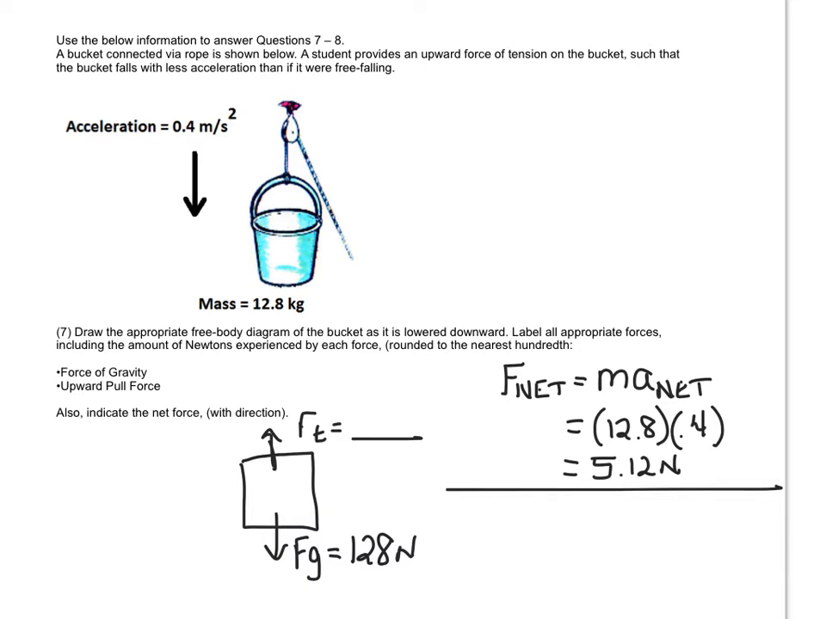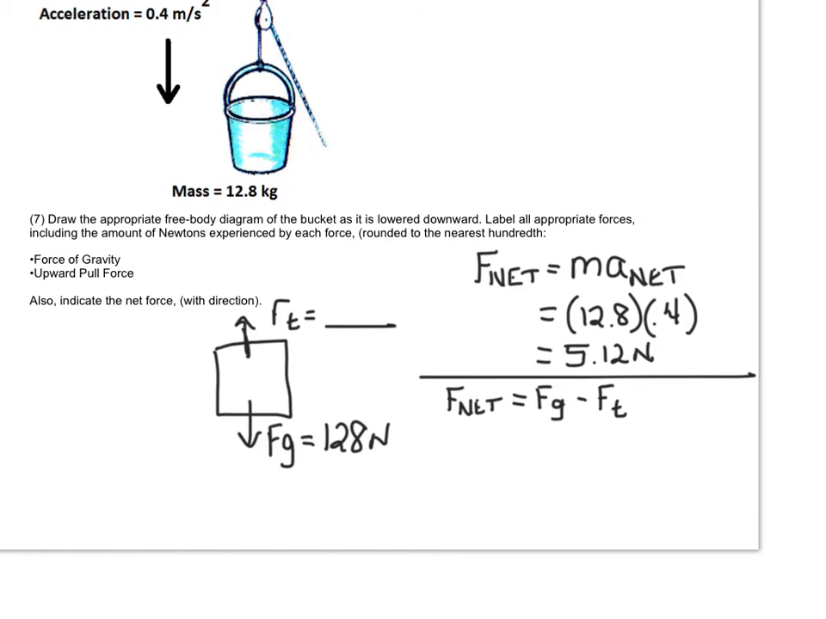We can now solve for our force of tension supplied by the student because logically we can come up with the arithmetic expression: net force is equal to force of gravity minus force of tension. This is not an equation that's memorized or anything. We just logically come up with it. Force of gravity, we realize, wins because this bucket is being lowered.